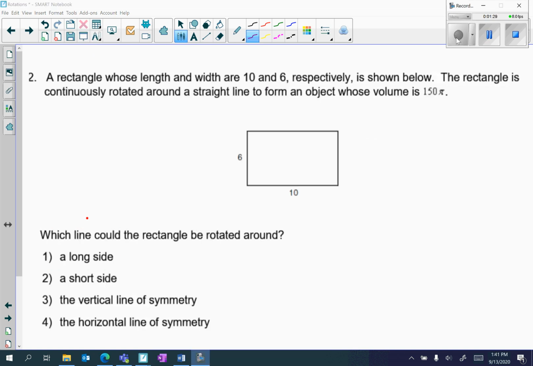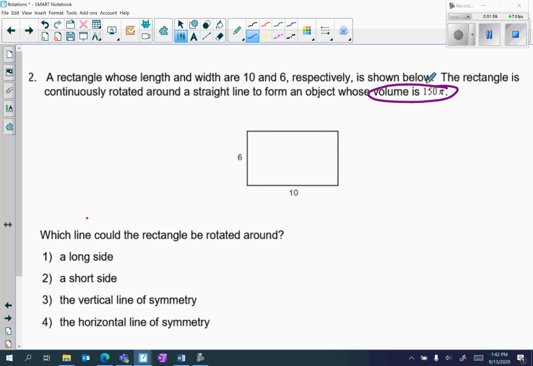Let's look at the next example. A rectangle whose length and width are 10 and 6 respectively is shown below. The rectangle is continuously rotated around a straight line to form an object whose volume is 150 pi. Which line could the rectangle be rotated around? So we have four different choices: a long side, a short side, the vertical line of symmetry, and the horizontal line of symmetry. So let's take a look at each one individually.